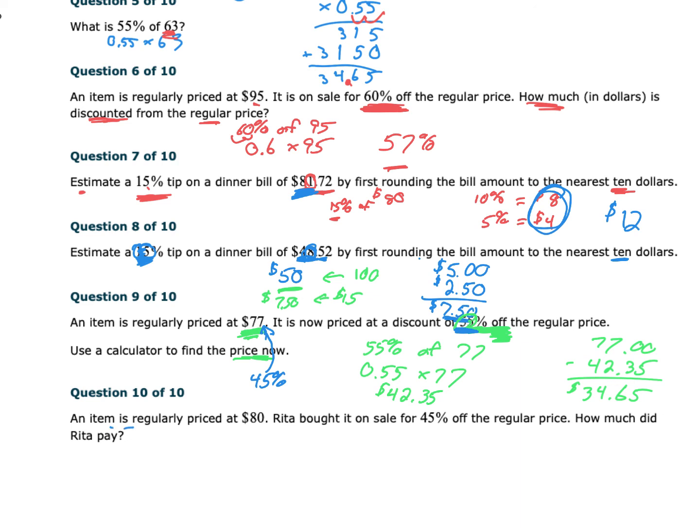Question 10, there's an item regularly priced $80. Rita bought it on sale for 45% off the regular price. How much did she pay? Okay, so now she's still paying more than half. Okay, let's do it that way we just talked about. If it's 45% off, what percent does she actually pay? That's right, 100 minus 45 is 55%. She's paying 55% of $80. So 0.55 times 80. You don't need a calculator for that one. You guys are good. It's $44.